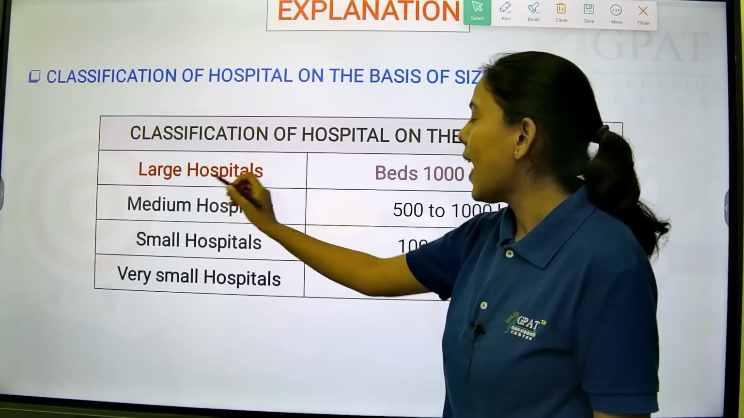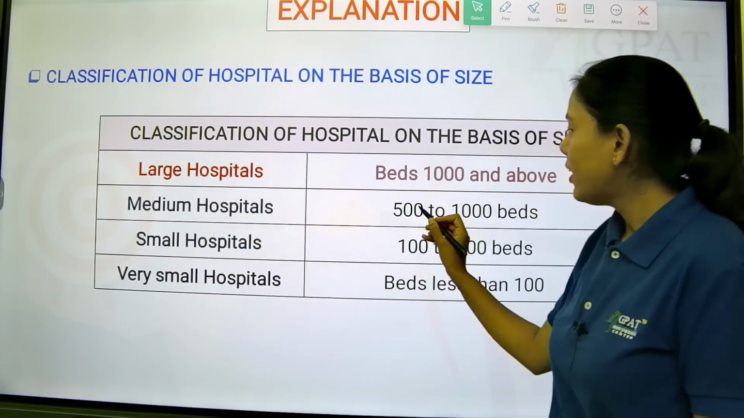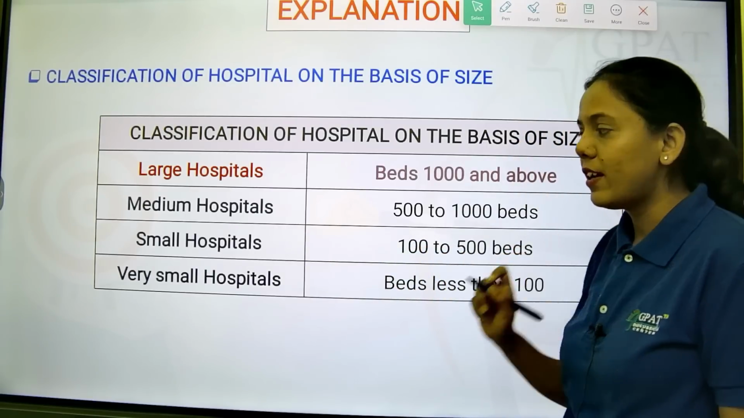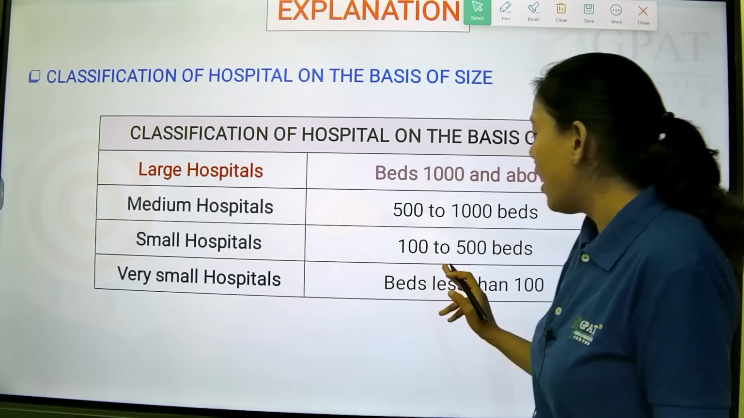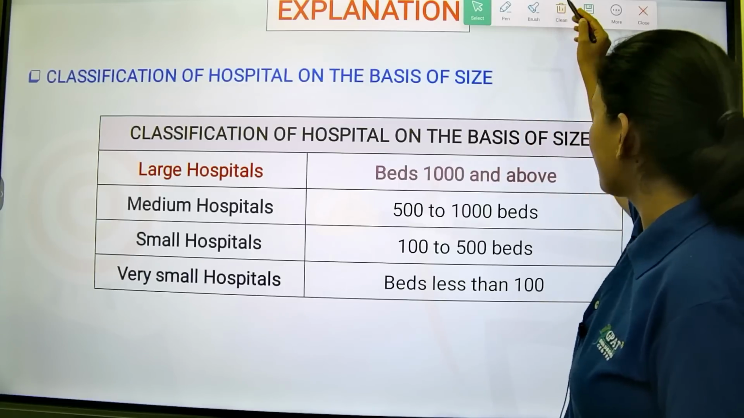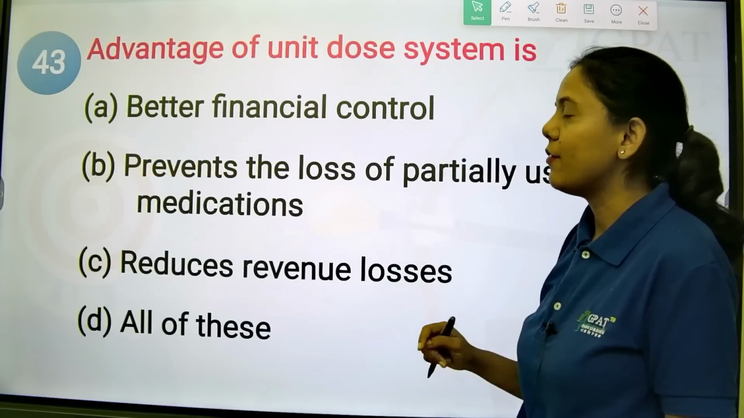So here you can see large hospital means beds 1000 and above. Medium hospital 500 to 1000. Small hospitals 100 to 500, and very small hospitals the bed size will be less than 100. So this is the classification of hospitals based upon the size.